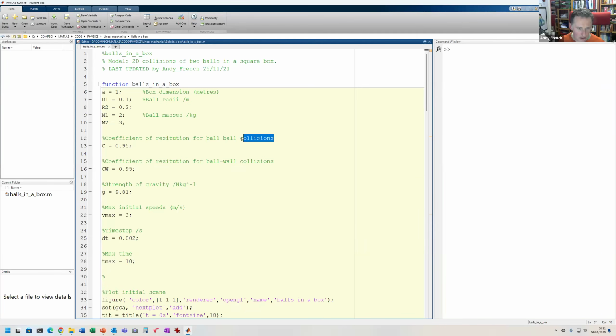So in MATLAB, this is green, preceded by a percentage mark. Can anyone tell me what that is for Python? How do you get comments in Python? Yeah, people are saying a hashtag. Yeah, it's a hashtag. Does anyone know what it is in JavaScript?